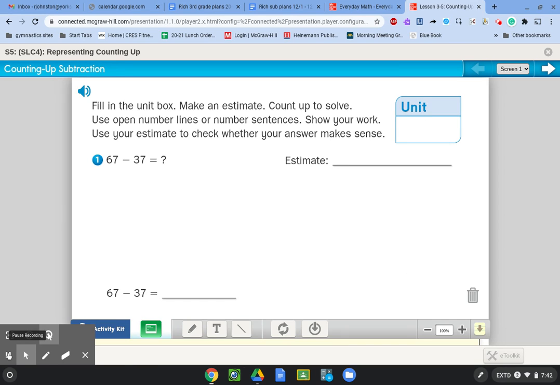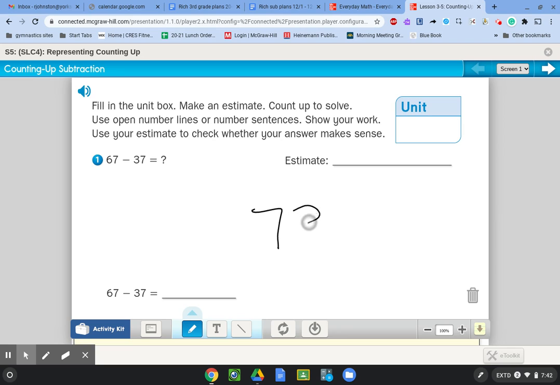All right, everybody, now it's time for you to show how well you understand the counting up subtraction method that we just did together. So you're going to be working on page 73 in your math journal, and that's going to give you 4 problems to practice using the counting up subtraction method. Let's see, it says fill in the unit box. You'll be able to fill in whatever you want here. Don't spend too much time on that. It's not that important. You're going to count up to solve problems 1 through 3.